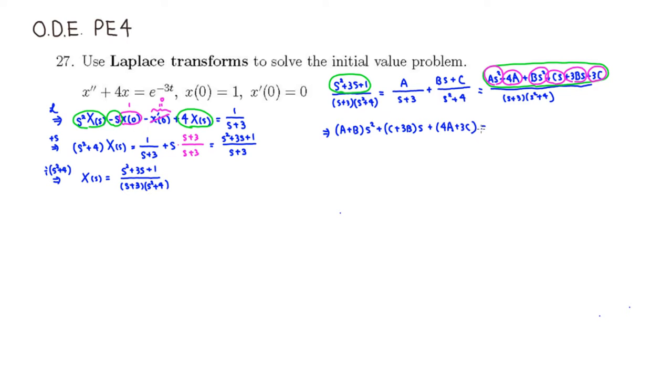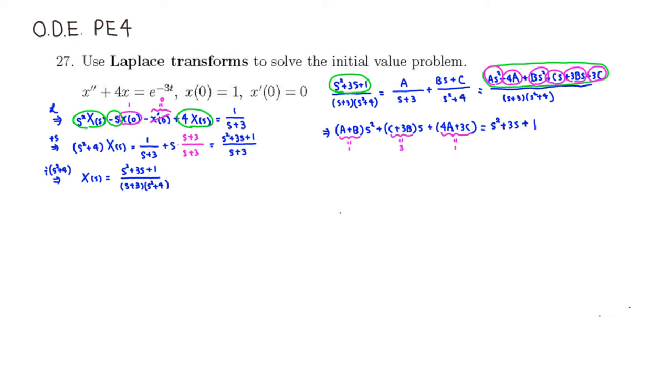So this is going to be equal to the original numerator, so s squared plus 3s plus 1, right? Comparing the coefficients, the coefficient of s squared is 1, so a plus b must be 1. The coefficient of s is 3, so c plus 3b is equal to 3. And the constant term is 1, so 4a plus 3c is 1.